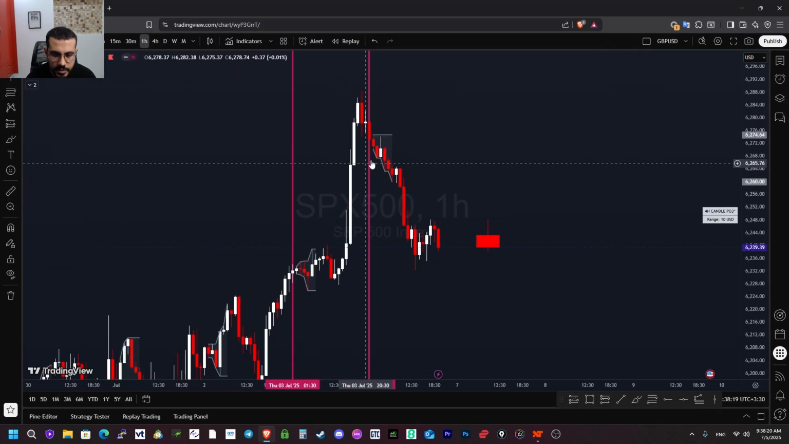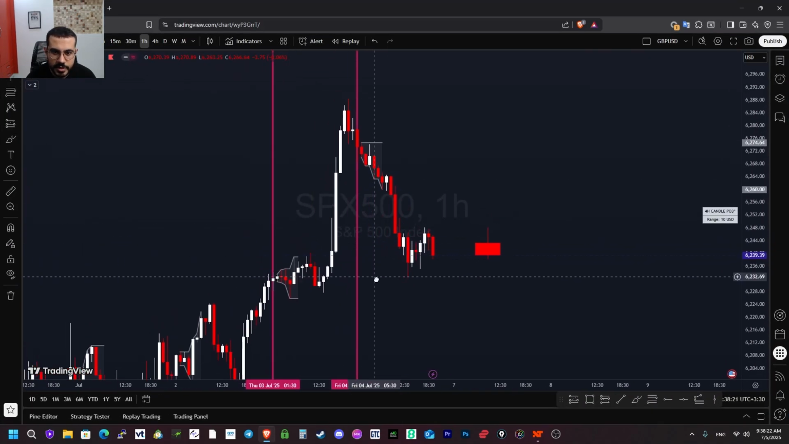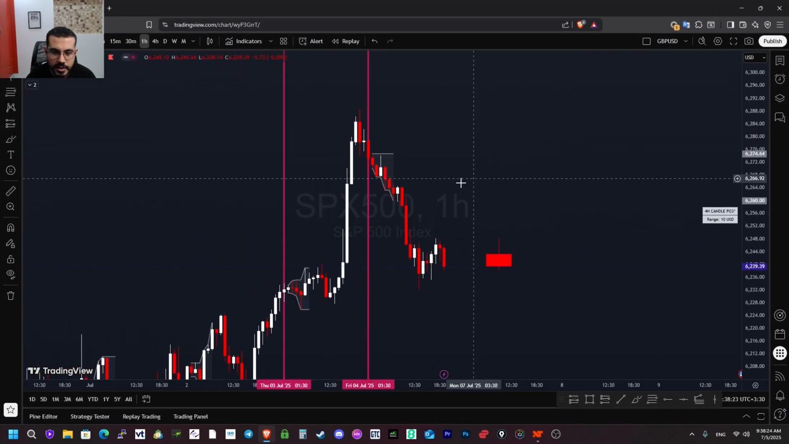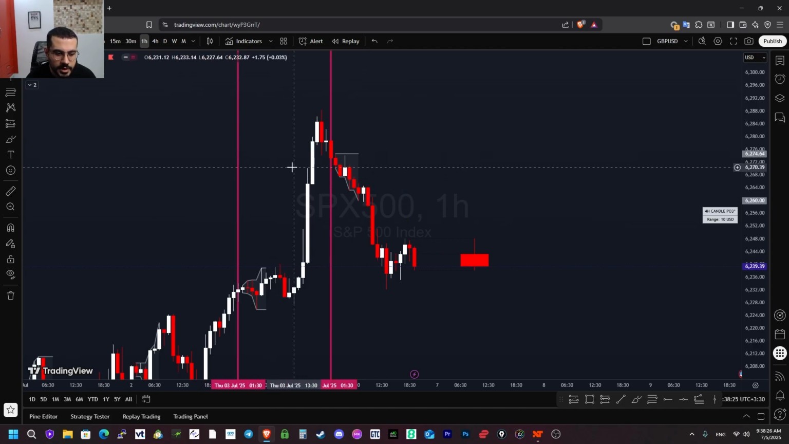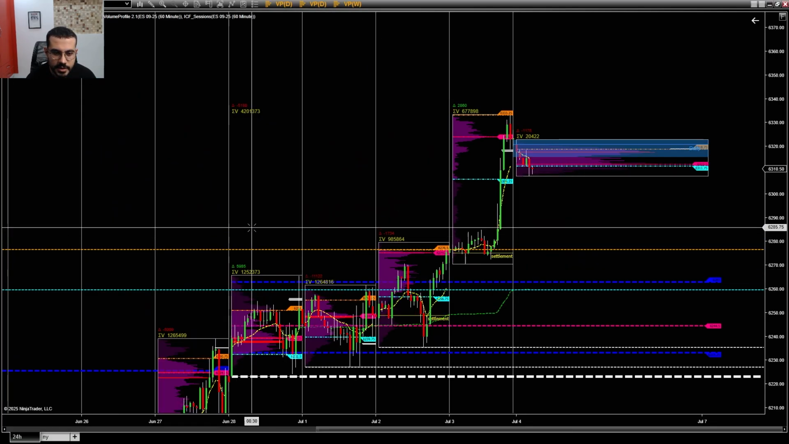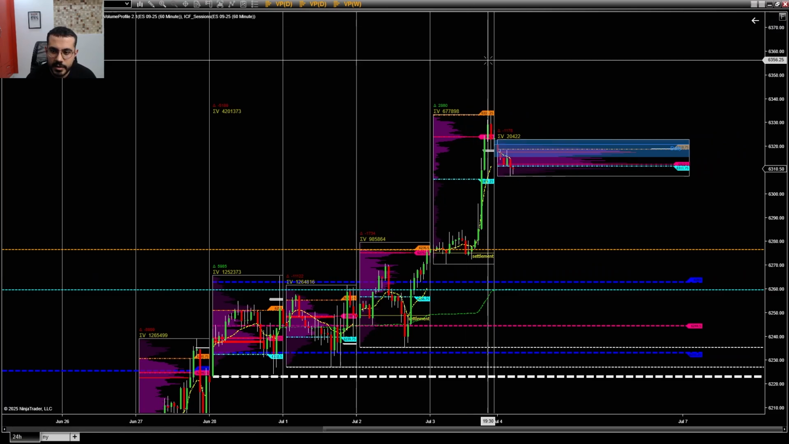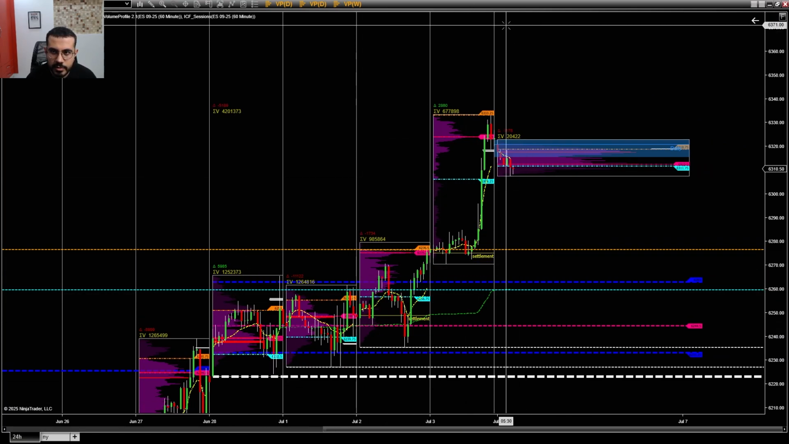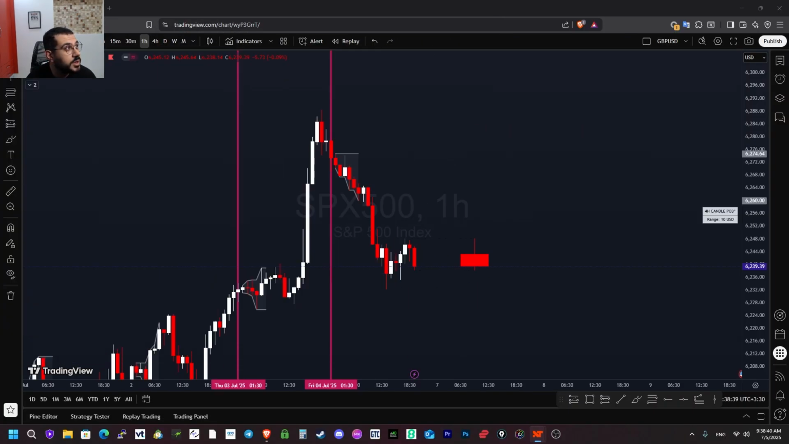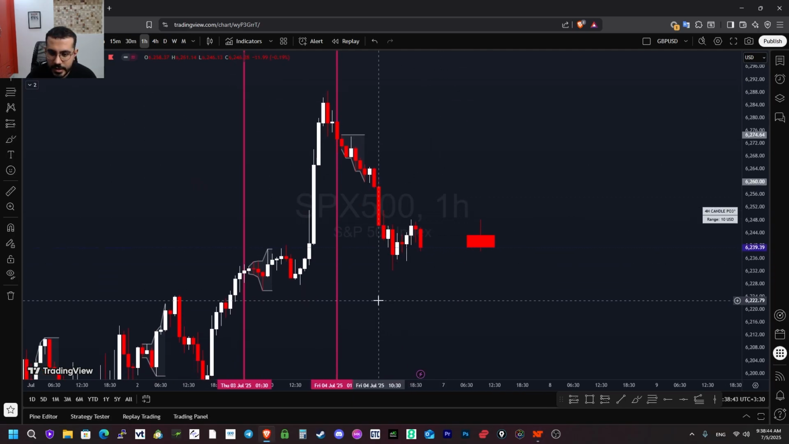Let me explain it on CFD first because it's simpler, and you might not be familiar with level 2 data and volume profile, so it's a little bit confusing at first. Explaining this on a futures chart with volume profile would be confusing at first, so I'm going to explain it on a naked chart first.